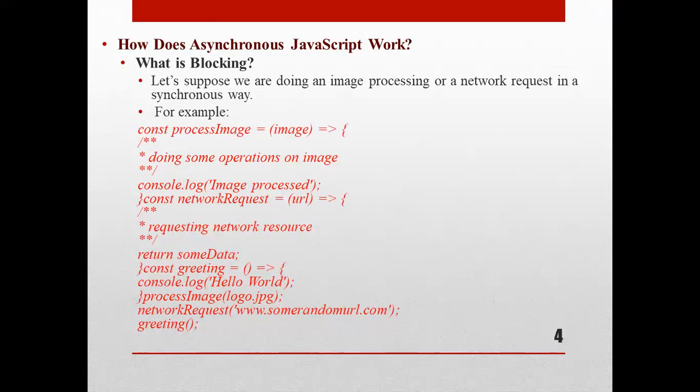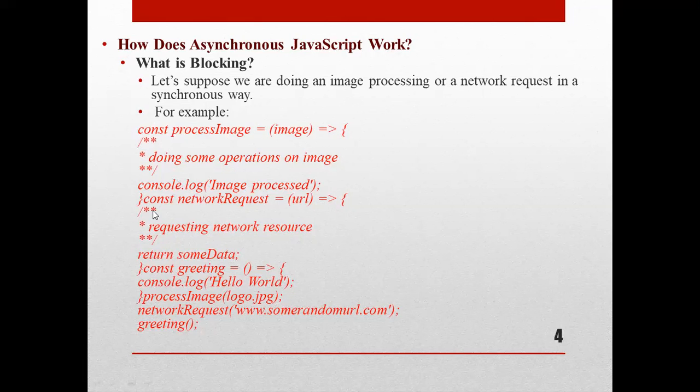So what is blocking here? For that there is one example. If we are doing an image processing or network request in a synchronous way, this is the synchronous way. Here you can see the constant process image. We are going to process the image, performing some operations on that image. Then we print one message using console.log, that is, image processed.